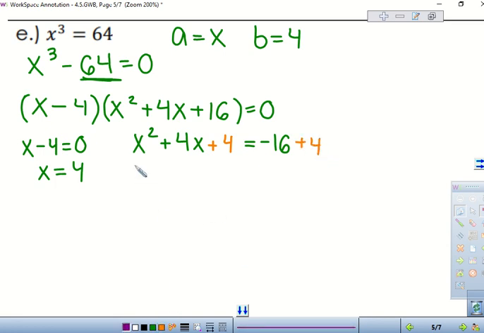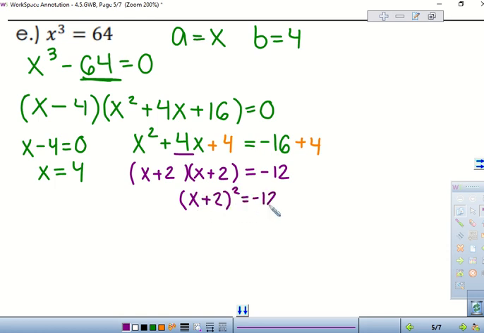This is going to factor into 2 binomials. Factors of 4 that add up to 4 are 2 and 2. And if you remember correctly, it's always going to be half of whatever this term is that it factors into. This is all going to be equal to negative 12. So this can be rewritten as x plus 2 squared equals negative 12. And then what's going to be my next step? Square root.